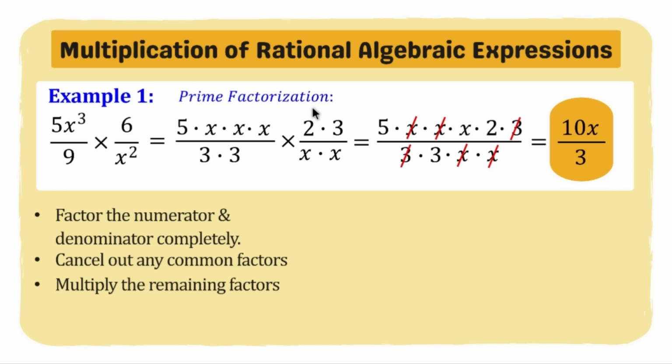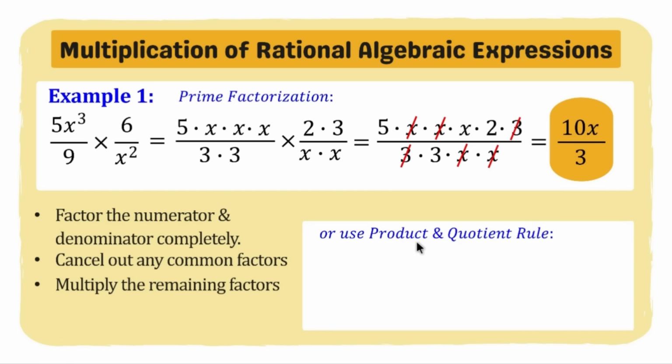Now, question is, meron pa bang ibang mas madali or mas shortcut na way? Meron po. We can also use the product and quotient rule. Here, we just apply yung product rule natin when we are multiplying monomials. Yung napag-aralan nyo previously. So here, we can multiply 5x cubed times 6, we will get 30. And then yung x cube, idadagdag lang natin kasi wala naman pong x dito. Next, we have 9 times x squared. The answer is 9x squared. Now, can we divide 30 by 9? Can we simplify it further?